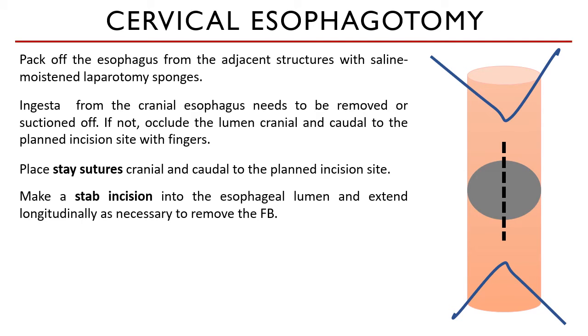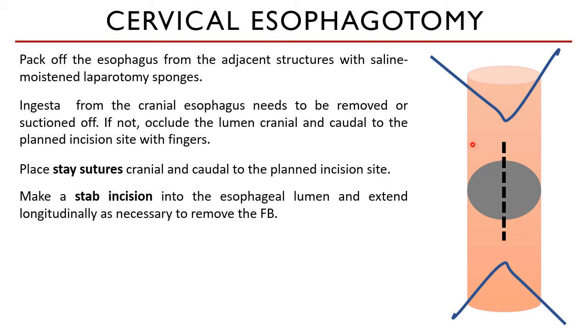Stay sutures are placed, cranial and caudal to the planned incision site. The stay sutures help to stabilize, aid manipulation, and avoid trauma to esophageal edges. Make a stab incision into the esophageal lumen and extend this longitudinally as necessary to remove the foreign body.